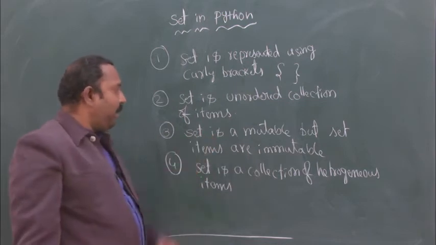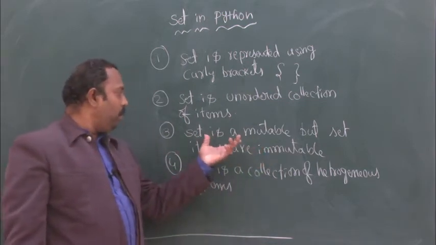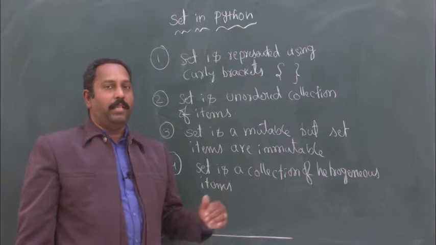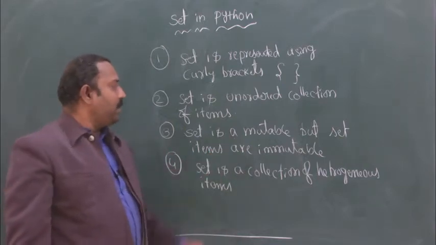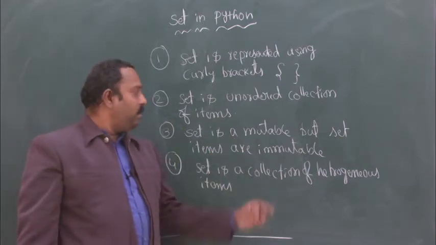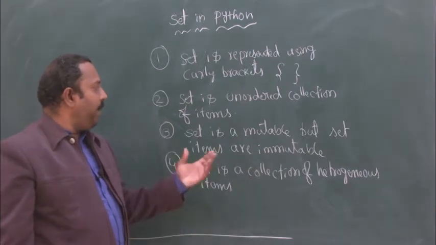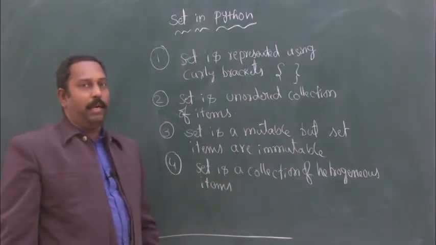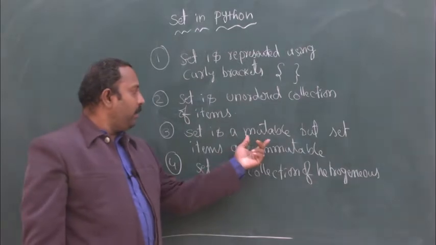So third point is set is mutable. The whole set is mutable. That means we can change the elements in the set. We can modify, we can add, we can delete. All these operations can be done in the set data structure.